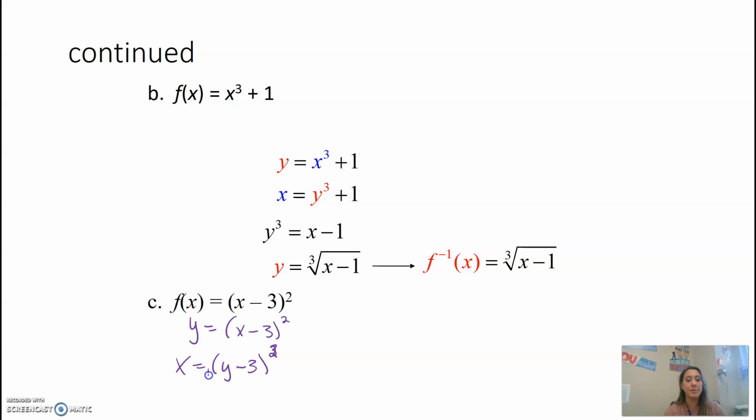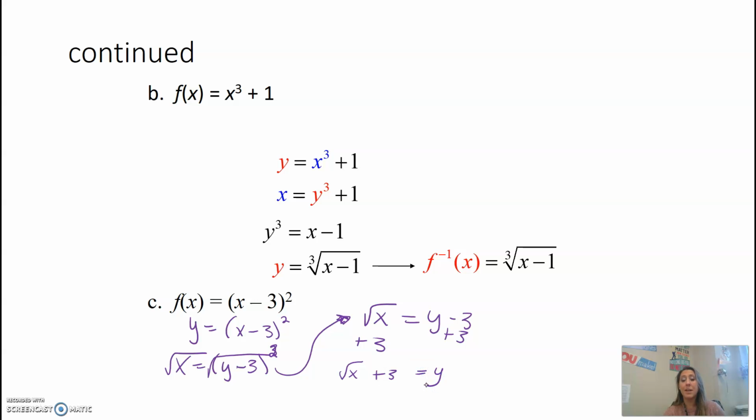So the first thing I'm going to do is take the square root of both sides. And I end up with, right over here, the square root of x is equal to y minus 3. I'm going to add 3 to both sides. And I end up with the square root of x plus 3 is equal to y. And I'm not finished. I've got to rewrite it in inverse notation. I'm going to rewrite it with the y equals first. So I'm going to say the inverse of f of x is equal to the square root of x plus 3.